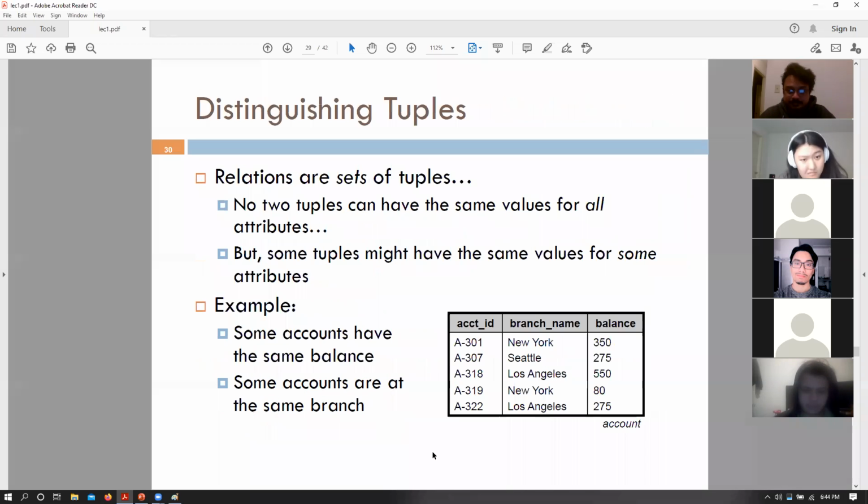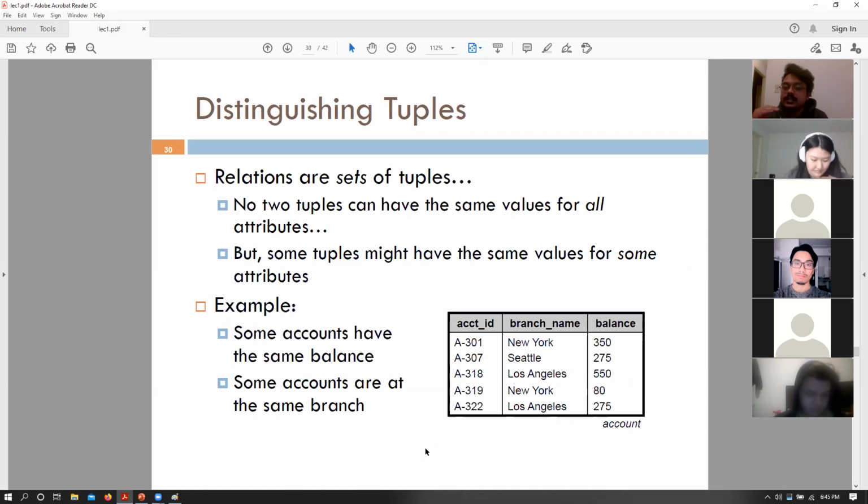Okay, moving on. So we talked about tables and what they look like, and we talked about relation tuples, relation variables, relation values, schemas, and things like that. Now, the next thing that we are going to talk about is how can we distinguish different tuples.